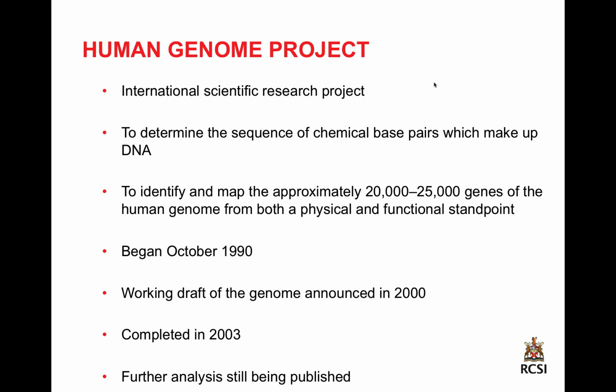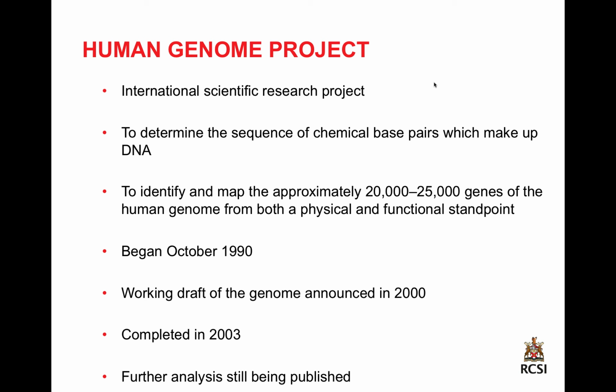So let's talk about the Human Genome Project as a very good example of bioinformatics in action. This is really an international scientific research project, so initially it was a global event, if you like, set up to determine the sequence of chemical base pairs which make up DNA. It was set up to identify and map approximately 20 to 25,000 genes of the human genome from both a physical and a functional standpoint. We want to know what these genes were doing.